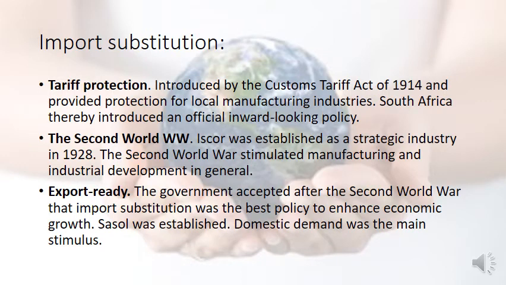If we look at our import substitution history, we started off with tariff protection with the Customs Tariff Act in 1914. So this provided some sort of protectionism. Then there was the Second World War, and ISCOR was established. So the Second World War stimulated manufacturing and industrial development. And after the Second World War, SASO was established, and domestic demand was the main stimulus.